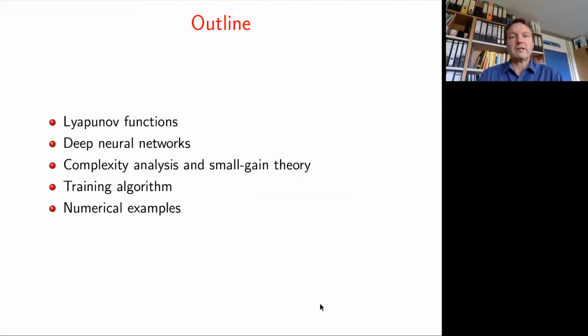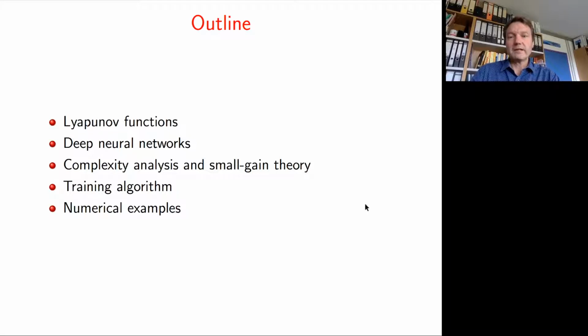So here's the outline of my talk. I will first give a little introduction to Lyapunov functions. Possibly this is known to most of you. I will then talk about deep neural networks. Again, this is something most of you will be familiar with, but just to get the setting right and to define notation, I think it's good to have a little introduction here.